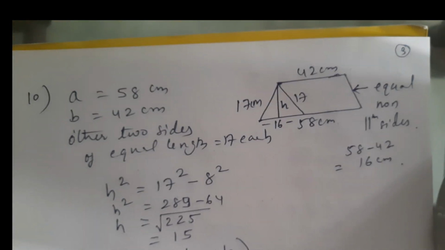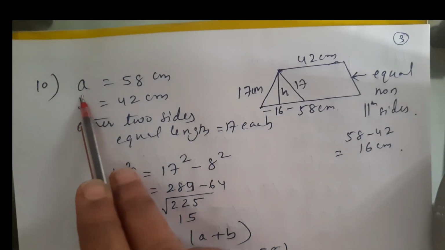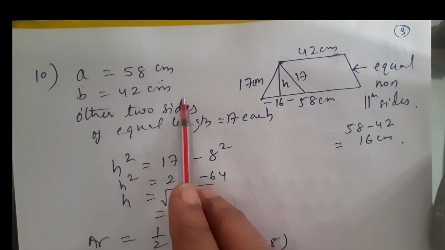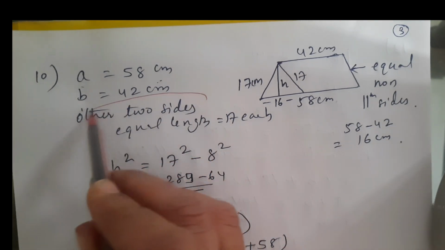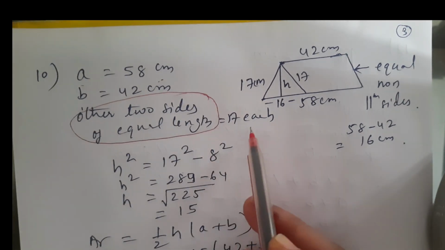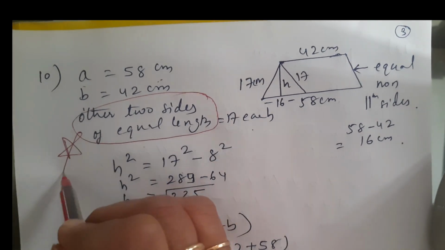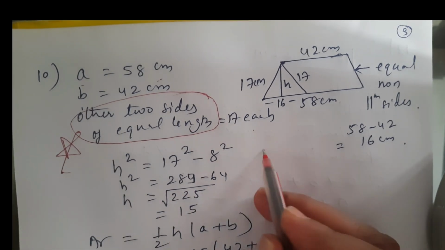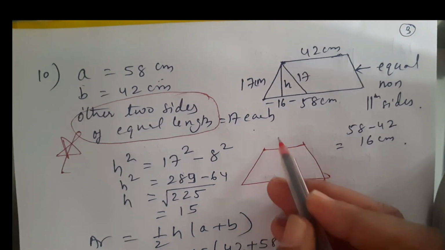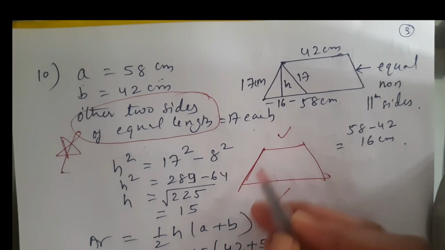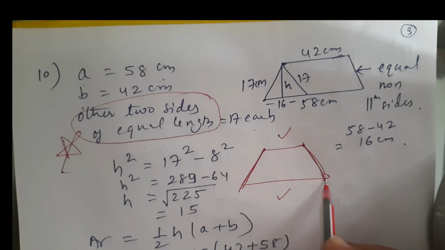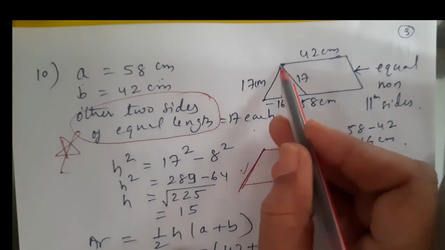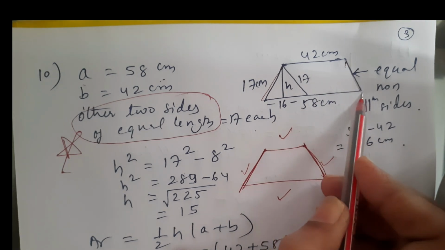Question number 10: one side is given as 58 and another parallel side is given as 42 centimeter. In this question they added a little more information. The other two equal sides are 17 each. This question is very important from the point of view of examination. Here these two are the parallel sides, and the other two sides are these, which are non-parallel sides. But it is given they are equal and are 17. So this side and this non-parallel side are given as 17.